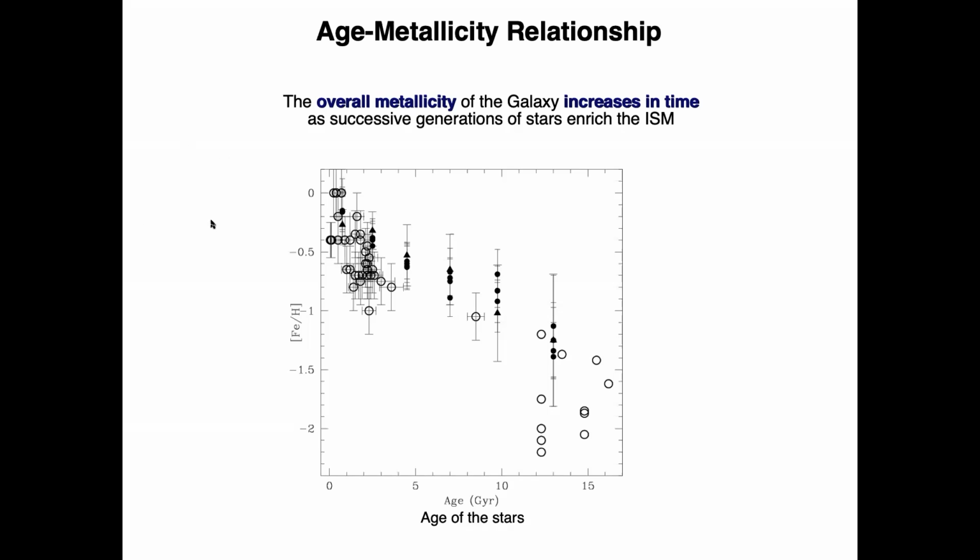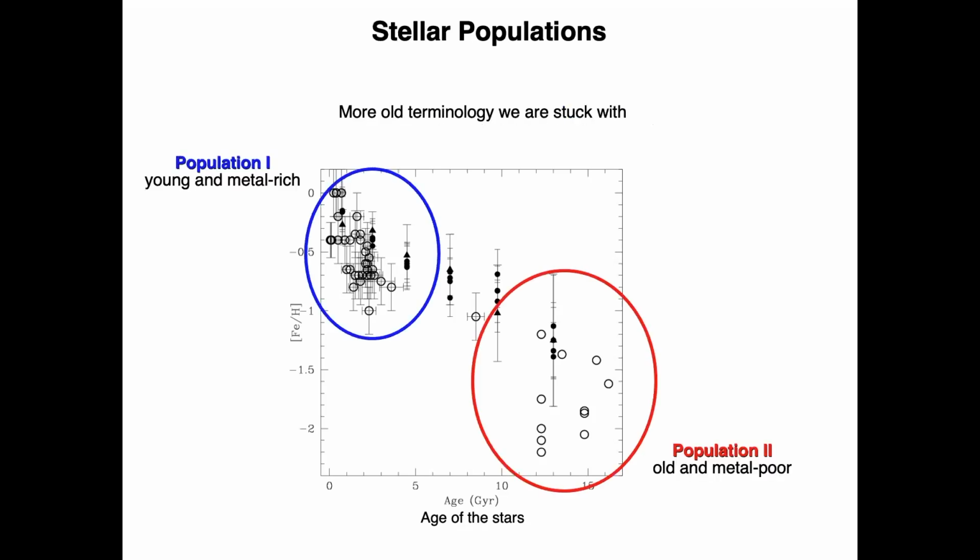So as we saw, there is an age-metallicity relationship in the galaxy, as the overall metallicity of the galaxy increases in time as successive generations of stars enrich the interstellar medium. Clearly you see here this gradient in the metallicity. We have a terminology for that. It's an old terminology, but we are stuck with it. Population 1 are the young and metal-rich stars, and population 2 are the old and metal-poor stars.